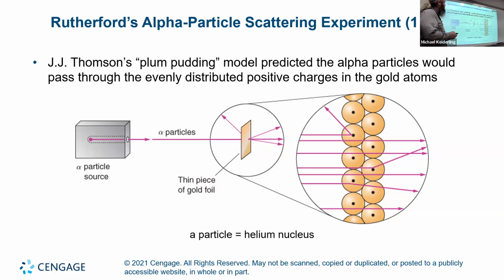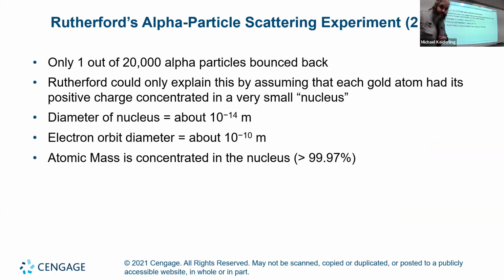Because what actually happened was that some of the alpha particles bounced off of nuclei. Most of them passed through, missed the nucleus, but some of them deflected off of the various nuclei. This was not at all what was expected. Alpha particles are actually helium nuclei, but they didn't know that at the time. And only about 1 out of 20,000 alpha particles bounced back.